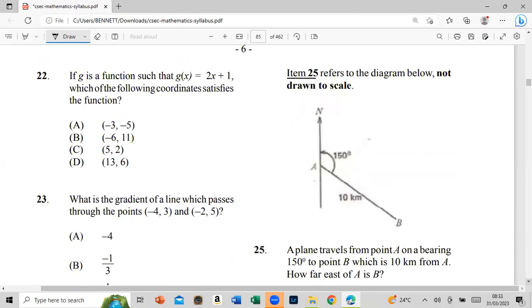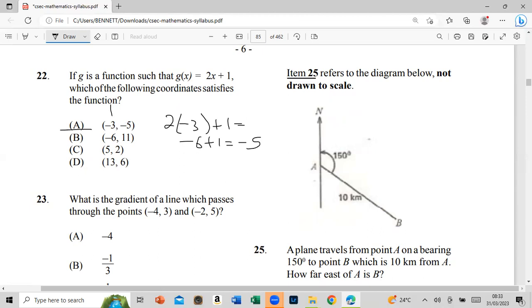If g is a function such that g of x is equal to 2x plus 1, which of the following coordinates is satisfied? Let us just put these in the equation and see if we get 5. If it does not work, we'll try the next one. Plus 1. So 2 times negative 3 is negative 6, plus 1, equals negative 5. So it is indeed the right one.